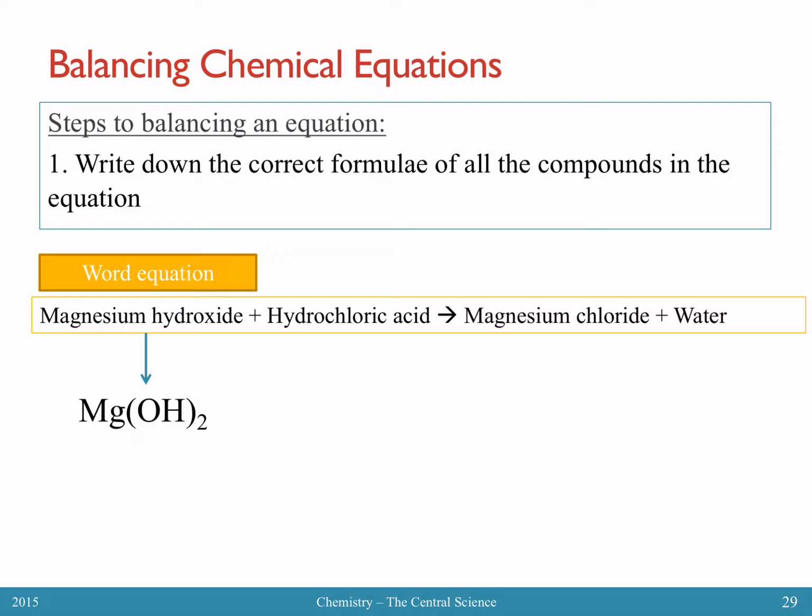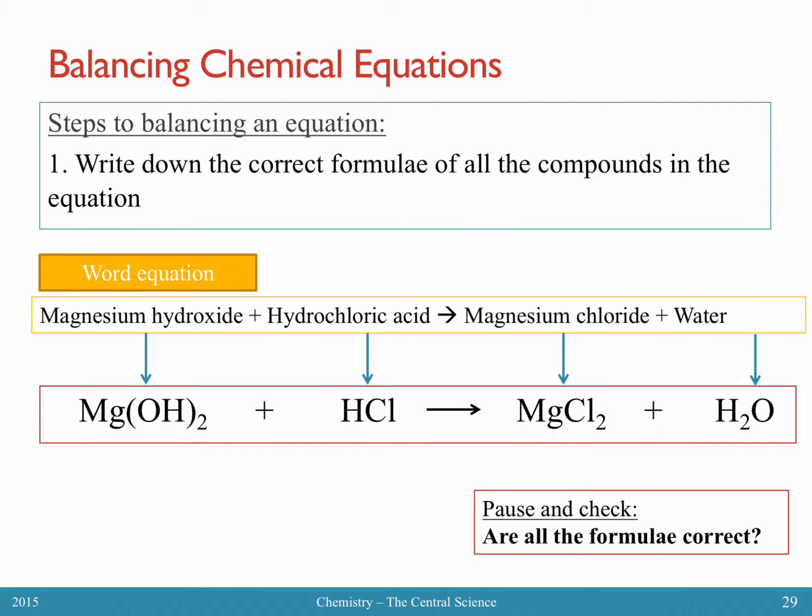Okay, so here's just for you to check your answer. Magnesium hydroxide is MgOH2, hydrochloric acid is HCl, magnesium chloride is MgCl2, water is H2O. Again, I'll ask you to pause and check if your formulas are correct, because if your formulas are wrong, obviously your chemical equation will also be wrong, since the number of atoms and all that is calculated based on the formula that you wrote.